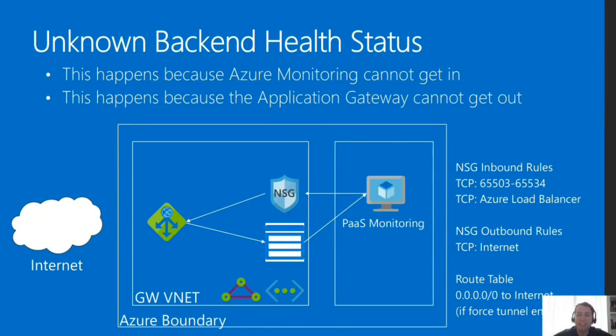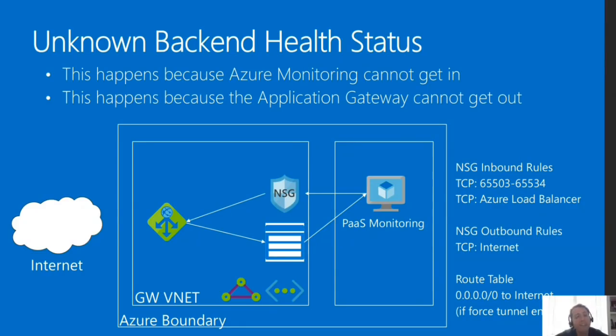It's when the monitoring service inside of Azure PaaS cannot get into your VNet. Wherever that application gateway is, you have to allow traffic in from Azure Monitoring, or the application gateway cannot get back out to Azure Monitoring. So there are a couple of things to be aware of. If you're using NSGs on your subnets, which is a great security practice to limit traffic in, you need to ensure that TCP is allowed over the ports 65503 to 65534, that Azure Load Balancer tag traffic is allowed inbound, and that outbound rules allow it to get back out to the internet.